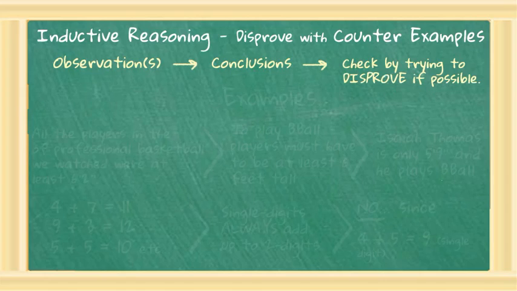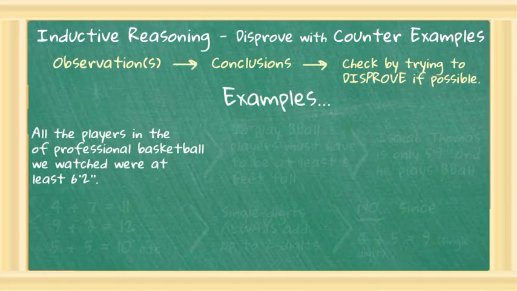If possible. If we can't find a way to disprove it, that's a good indicator that it's probably true, but we can never prove 100% that it is true.